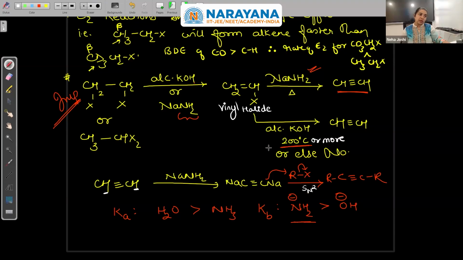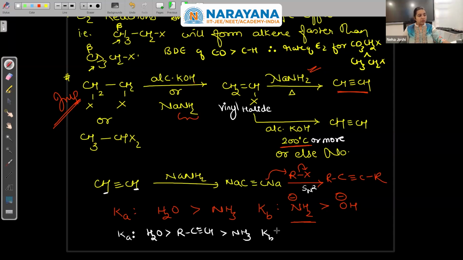Ka is in the order. This is not a possible reaction with alcoholic KOH, because water is stronger acid than ammonia, then no problem. Water is stronger acid than ammonia, and then ammonia versus terminal alkyne. If I talk, I should rather write water is strongest, then it is terminal alkyne, and then it is ammonia. This is the order of Ka.